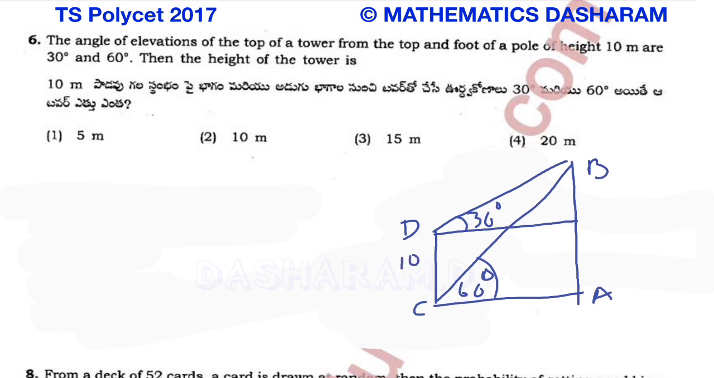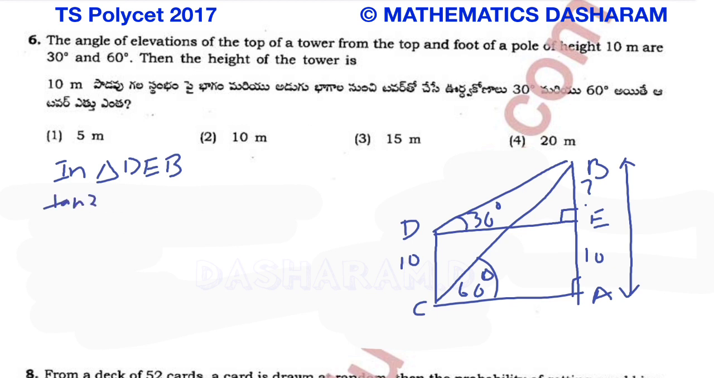Here ABCD, here E, then AE also 10 meters. Now we require BE value, then we can find out the total height of the tower. So in this diagram, angle E and angle A both are 90 degrees. So first in the triangle DEB, apply the tan 30 degrees.